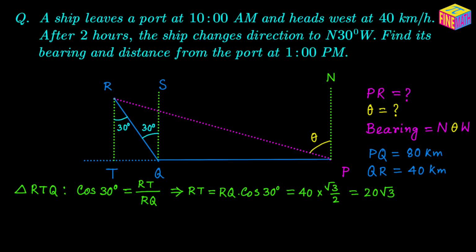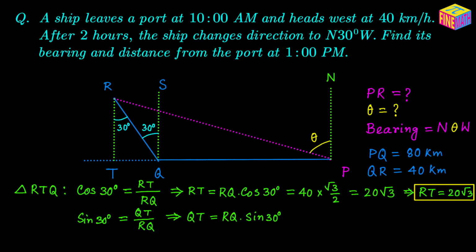Next, let's quickly calculate the value of TQ. To calculate the value of TQ, let's take a sine ratio of that angle. So the sine ratio of 30 degree in the right triangle RTQ can be written as QT over RQ. And from here, we can say that QT will be equal to RQ times sine of 30 degree. Now, what is RQ? Well, RQ is 40 km. We know that. So this will be 40 times sine of 30 degree, which is 1/2. So that will be 40 times 1/2. And ultimately that will be 20. So the distance between Q and T is actually 20 km, and the distance between R and T, that is actually 20 times square root of 3 km.